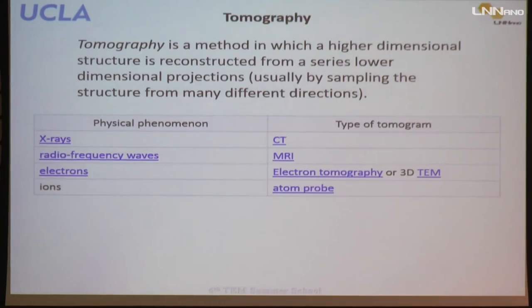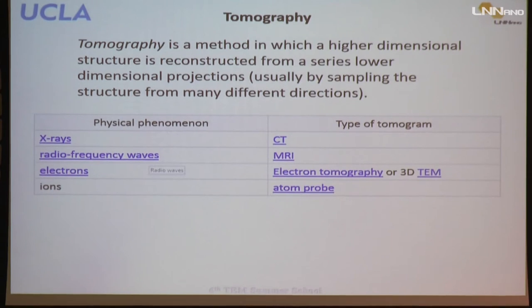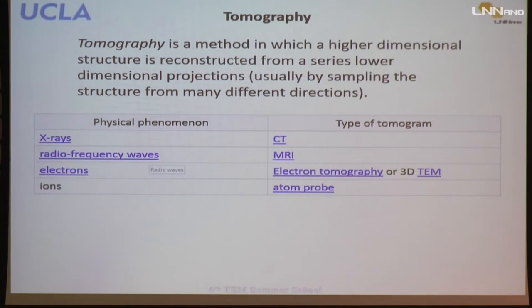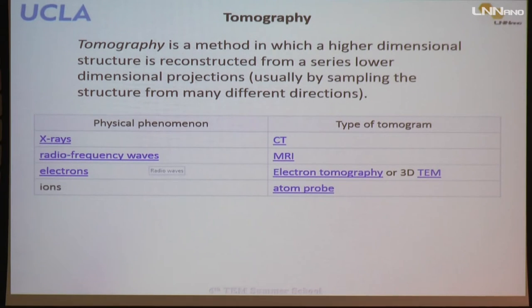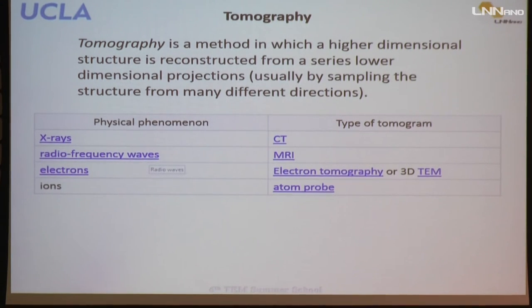So let's start. What is tomography? Tomography is a method by which higher dimensional structure can be obtained from lower dimensional projections, usually by sampling the structure from many different directions. You tilt the sample, or tilt the source and detector, to get images from different directions, and reconstruct the 3D object from those projections, which are lower dimensional.